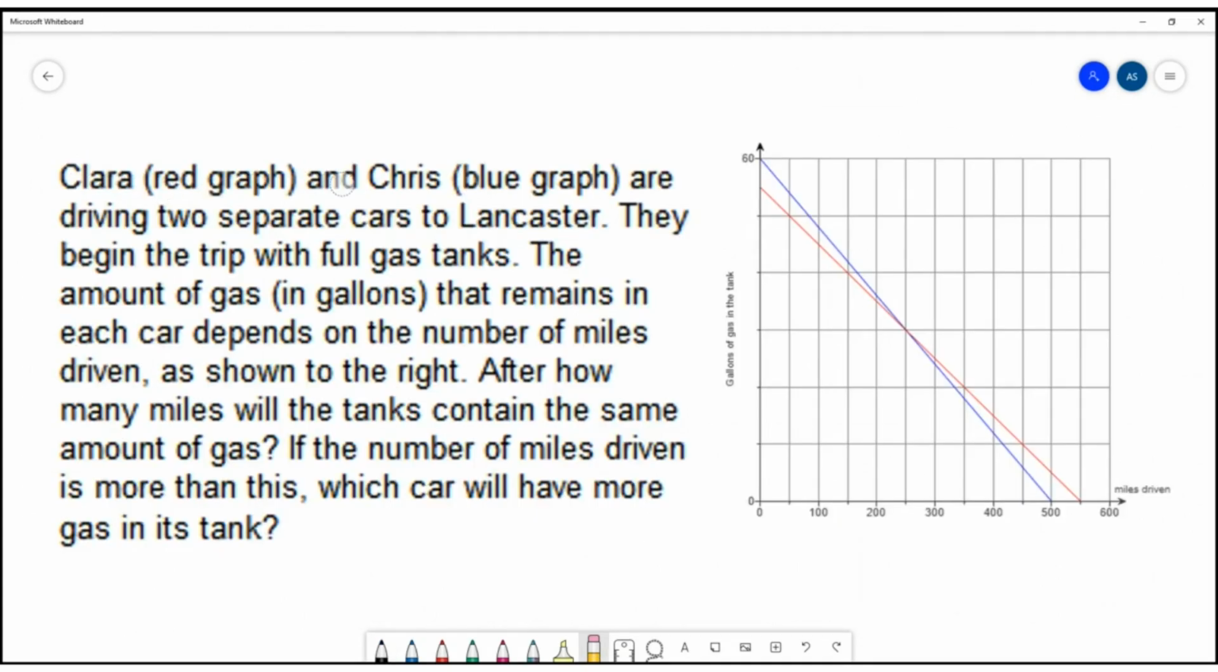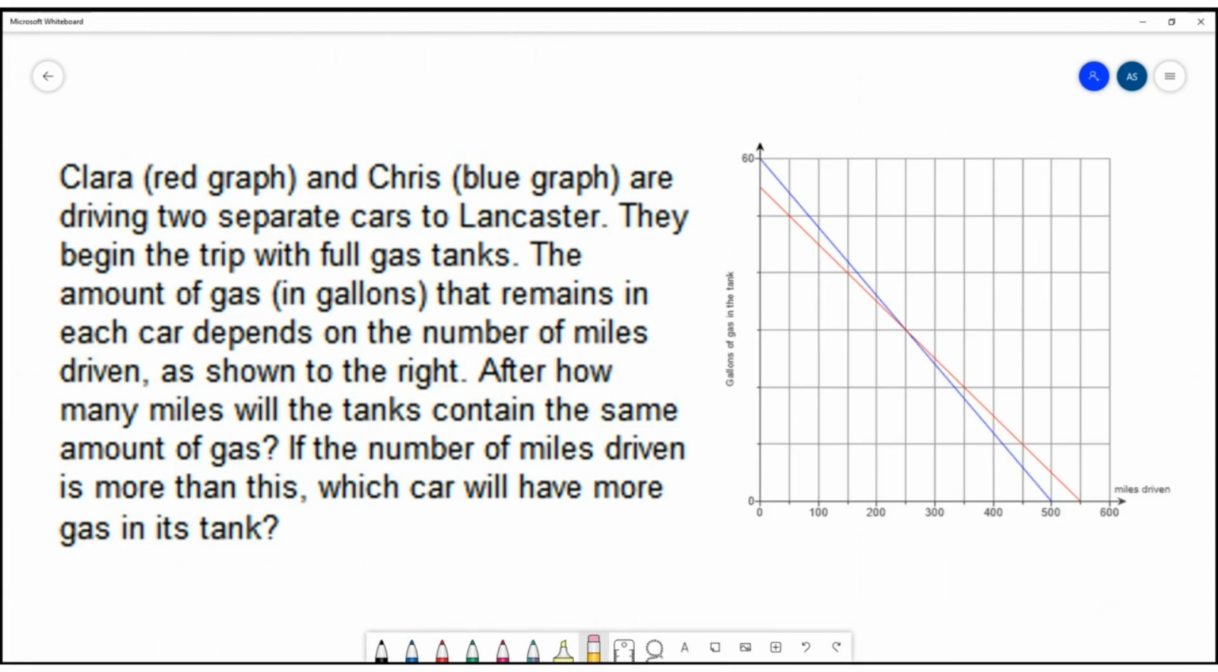Clara, the red graph, and Chris, the blue graph, are driving 2 separate cars to Lancaster. They begin the trip with a full gas tank. The amount of gas in gallons that remains in each car depends on the number of miles driven, as shown to the right. After how many miles will the tanks contain the same amount of gas? If the number of miles driven is more than this, which car will have more gas in the tank?